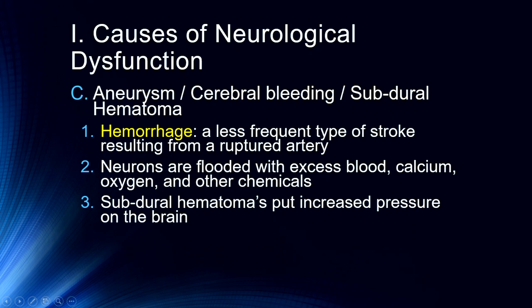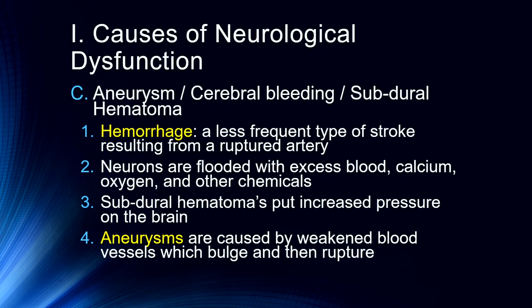You can also have what's called a subdural hematoma. This is essentially a bruise that is underneath the dura, which is, of course, one of the membranes we talked about in a previous lecture. That subdural hematoma then starts to put increased pressure on the brain, and that pressure is then what's causing damage.